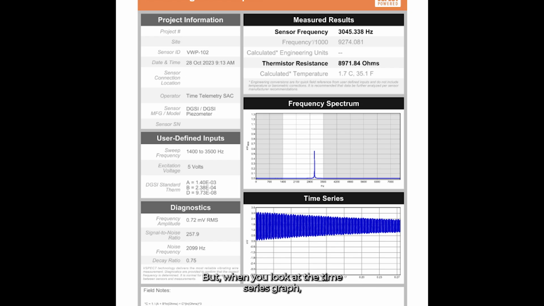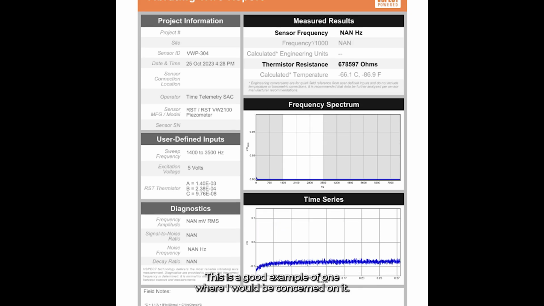But when you look at the time series graph, the whole graph has a slight offset from 0. Not a big deal. Occasionally you'll see something like that. I'm just not worried about it. Again, I want to communicate that VSPECT gives you confidence in the measurement you get, or tells you whether you want to question further. I have confidence in this measurement. I'm not concerned. This is a good example of one where I would be concerned.